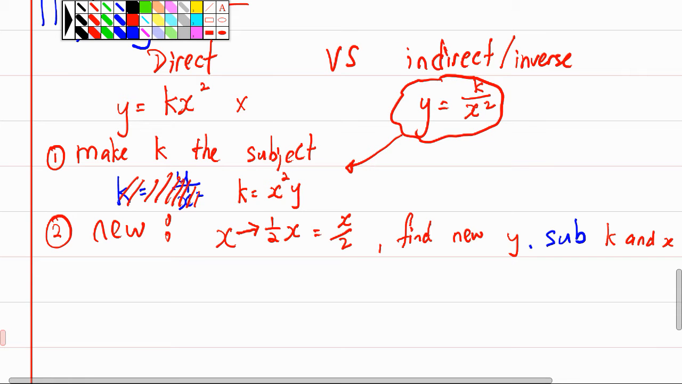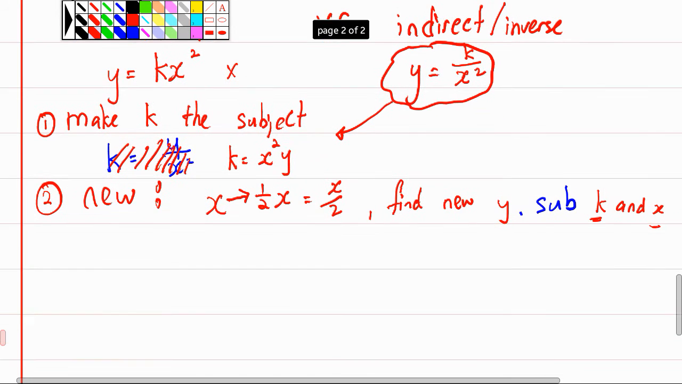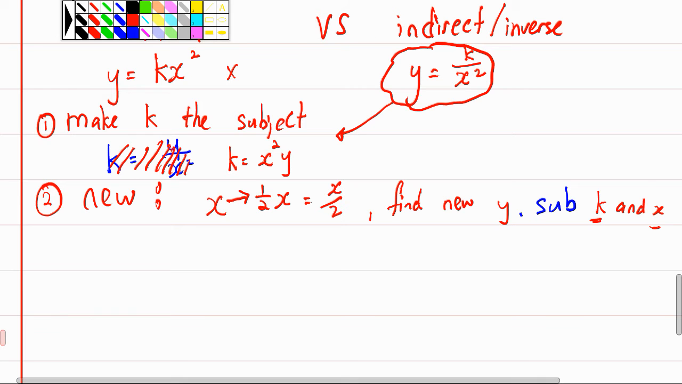Okay, so let's continue. Same thing. My x now changed to half. I need to find the new y. I want to sub the k and the x inside. Inside which equation? Let me highlight the equation. Inside this equation. Ready? Let's start. Okay, so sub back into this. Sorry, I highlight the wrong one again. Sub back into this equation.